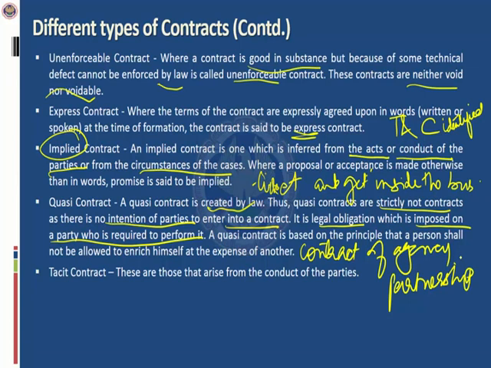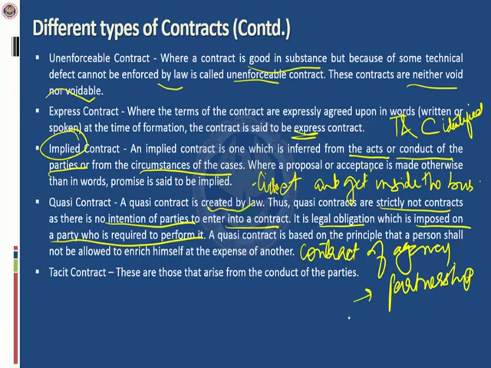Why? Because the contract of agency or the act which relates to agency, that is the Indian Contract Act again, but specifically agency, shall take care of it. Again, the Sale of Goods Act would also have a part to play here.